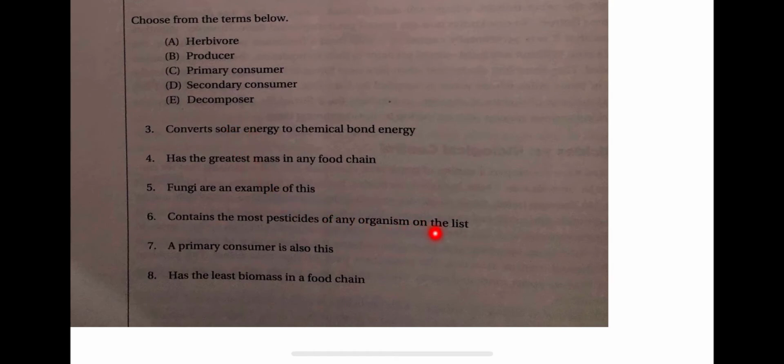Here they are asking about this list, so the highest level in this list is the secondary consumer. Has the least biomass in a food chain? Which one has the least biomass? Of course, the answer of number 8 is also D, because as you go up to a higher trophic level, the mass will decrease, the energy will decrease, and the number will also decrease.